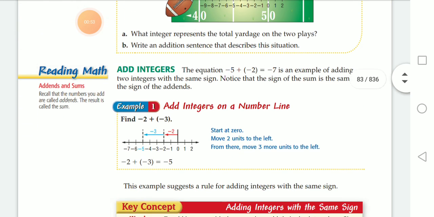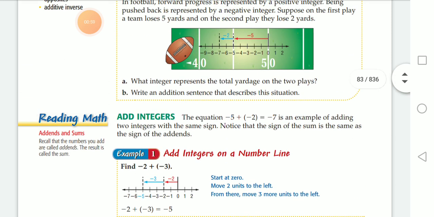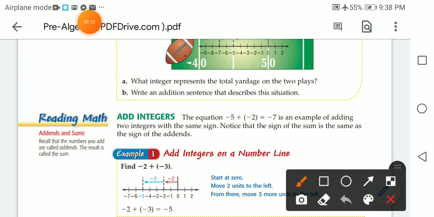Let's see what this is. We have here add integers. The equation is -5 plus -2 gives me -7. This is an example of adding two integers with the same sign. Again, this is important to know. When I have the same sign, here negative, I add 5 plus 2 equals 7, and I take the sign of the two negatives and put it here. So negative plus negative gives me negative. Note that the sign of the sum is the same as the sign of the addends.